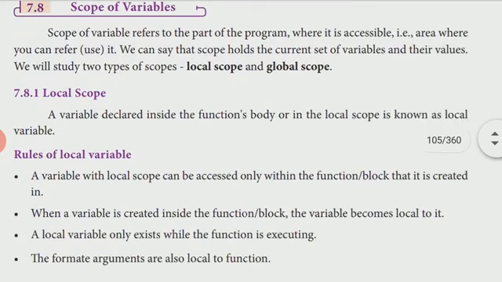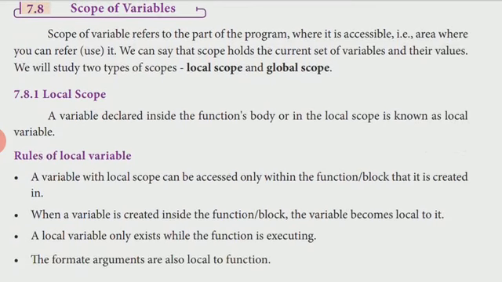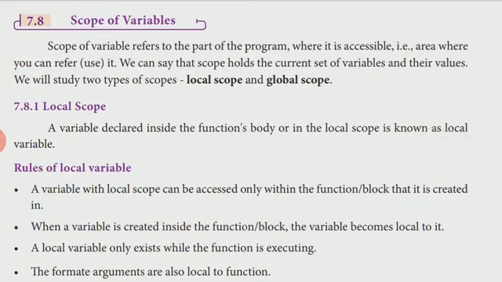So the next topic is scope of variables. Scope means, as you already know, we are using many variables in our program. Where we want to use them and how we can access the variables is called the scope of variables. Generally two types of scopes are there: one is global scope and then local scope. First we will see local scope.